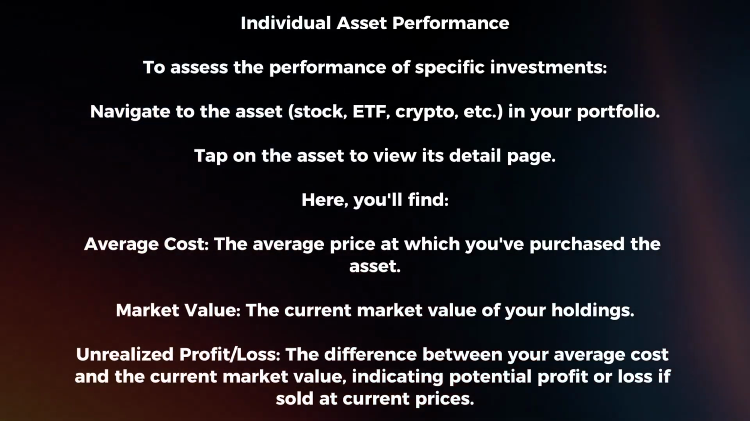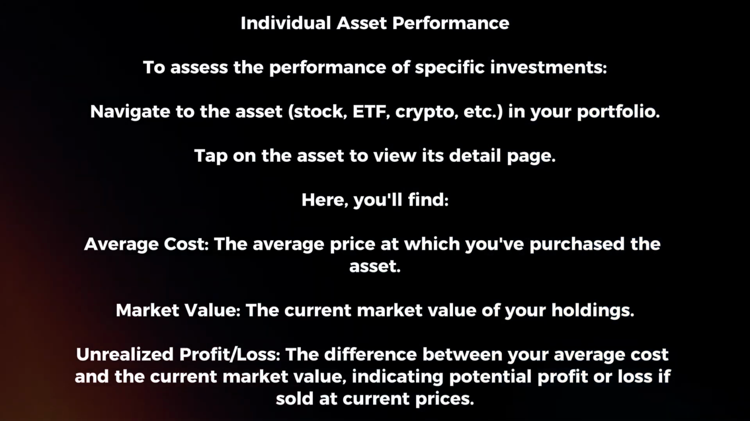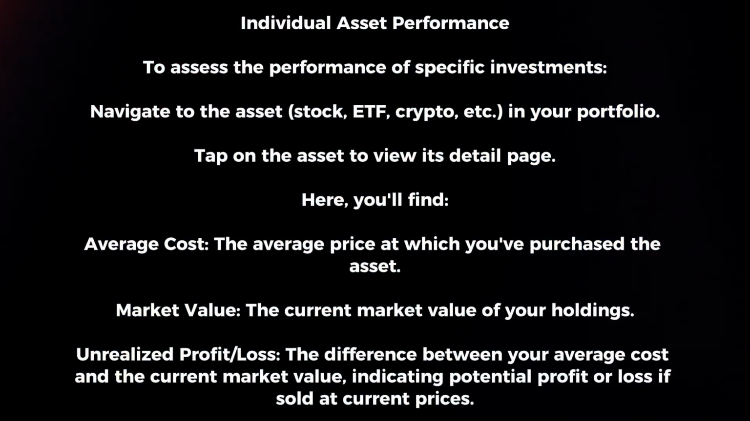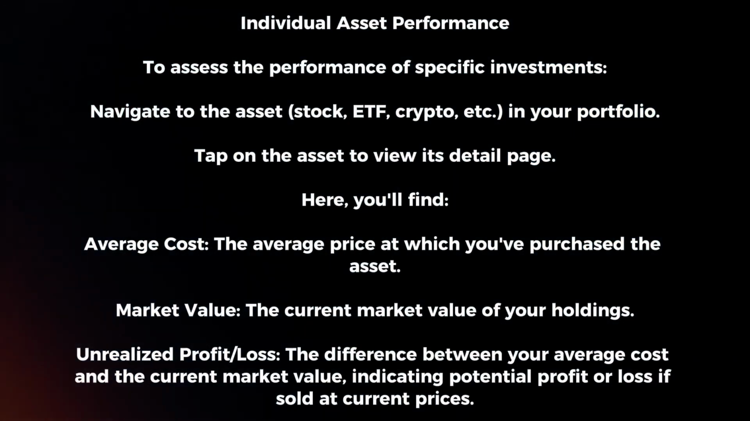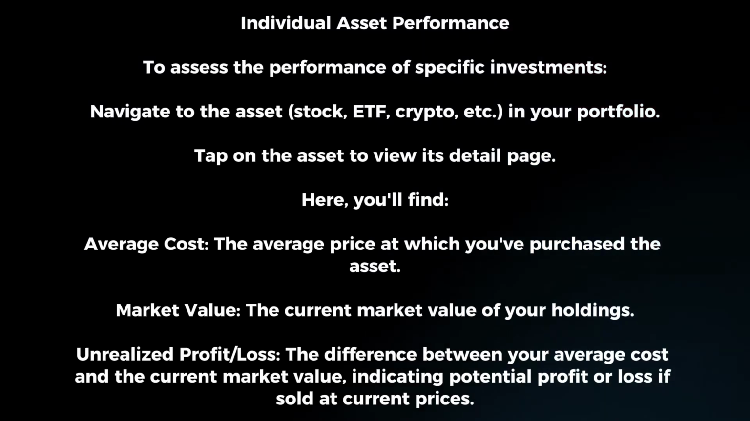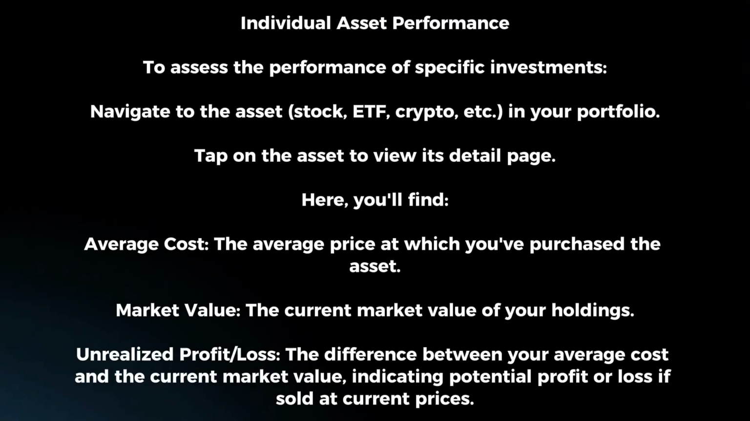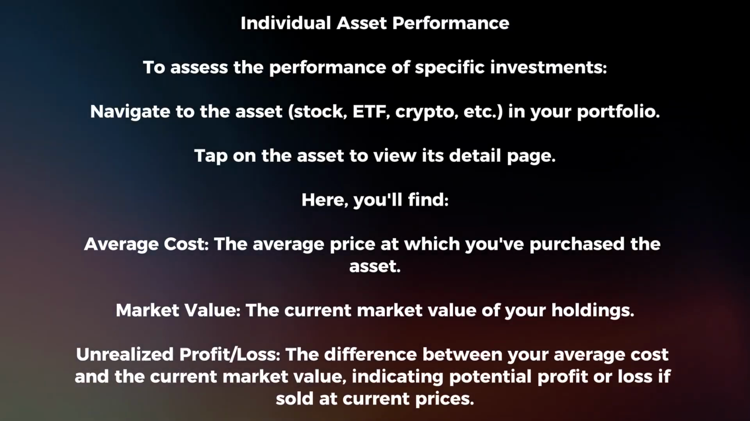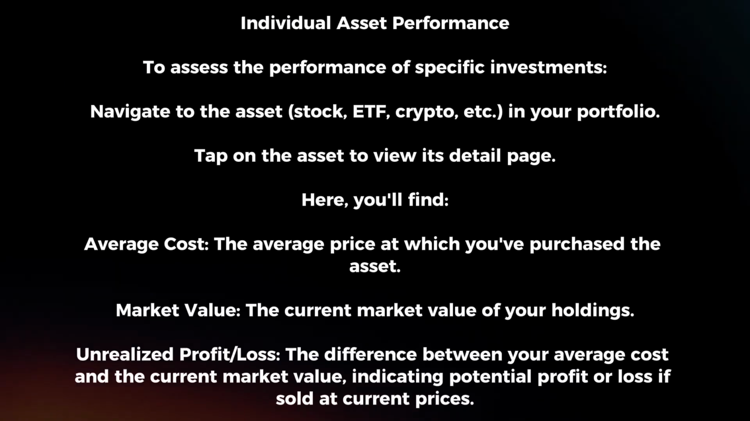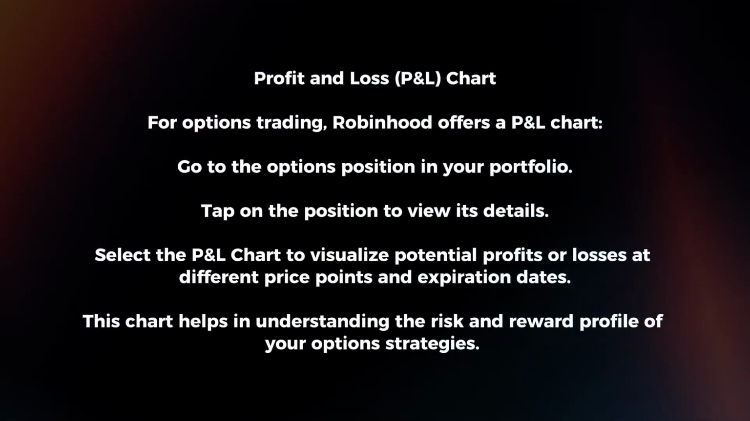Individual asset performance. To assess the performance of specific investments, navigate to the asset in your portfolio. Tap on the asset to view its detail page. Here you will find average cost, the average price at which you purchased the asset, market value, the current market value of your holdings, unrealized profit or loss, the difference between your average cost and the current market value, indicating potential profit or loss if sold at current prices, and the profit and loss chart.